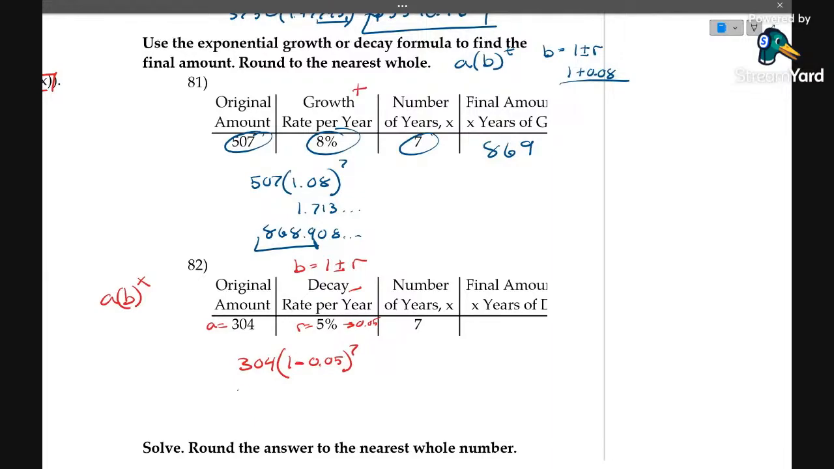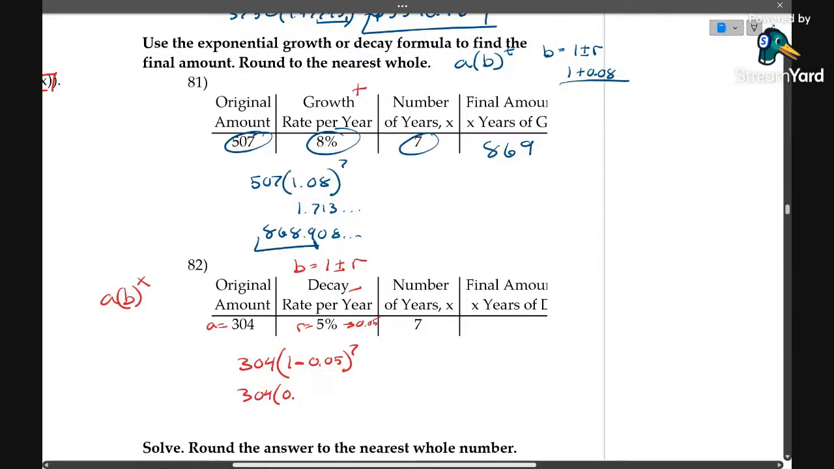So when we subtract, we get 304 times 0.95. We're going to do the exponent first, 0.95 raised to the 7th power. That's going to give me 0.698, and the number keeps going. If we multiply that by the 304, we get approximately 212.29, so on. That 2 tells the number to stay at 212. There will be no rounding.